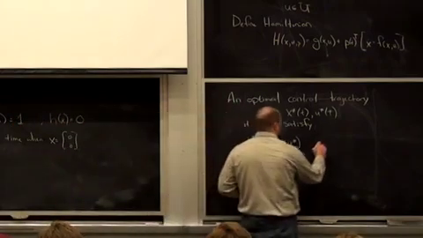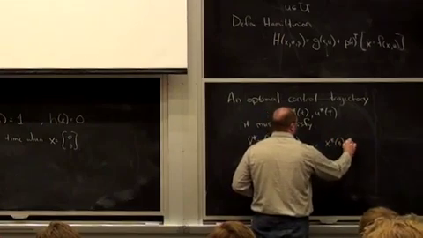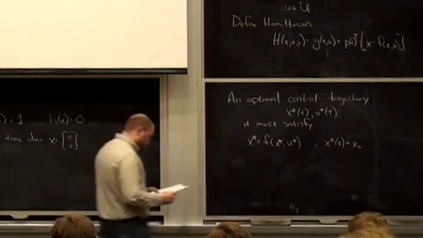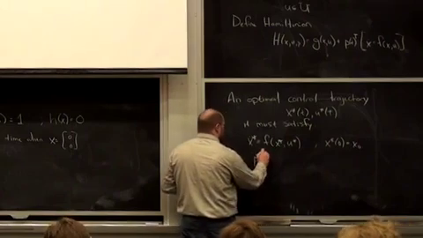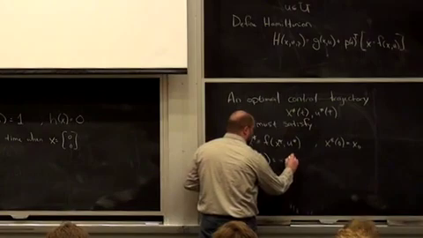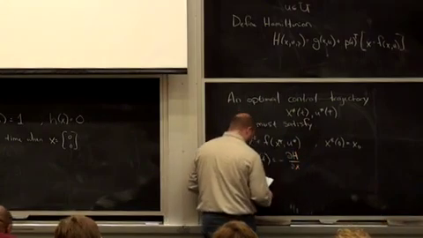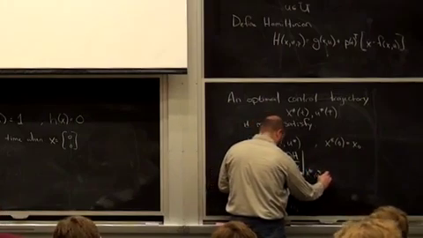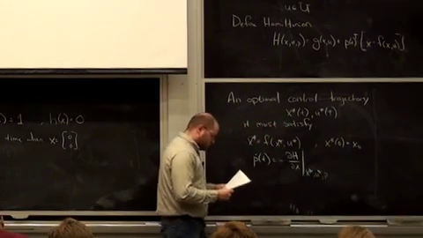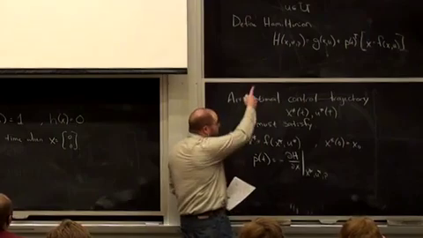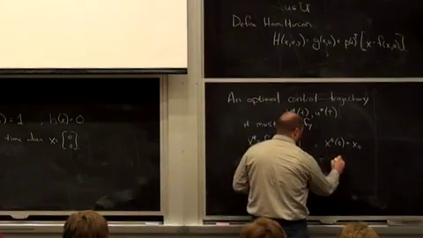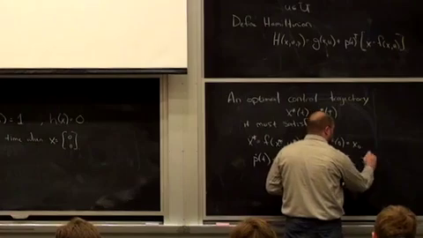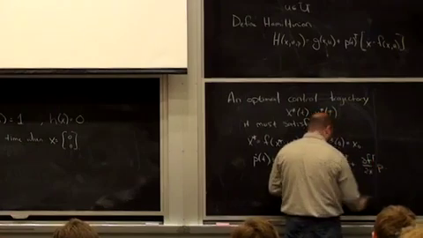And there's a significantly less trivial one, which is that p dot of t has got to equal negative partial H partial x evaluated at x star, u star, p, which, if H is what I had up there, works out to be partial g partial x plus partial f partial x transpose p of t.